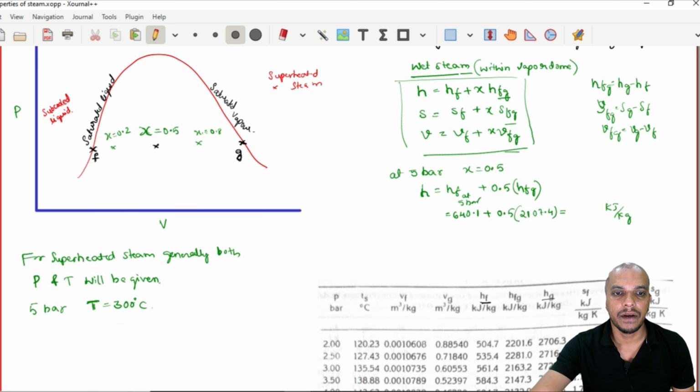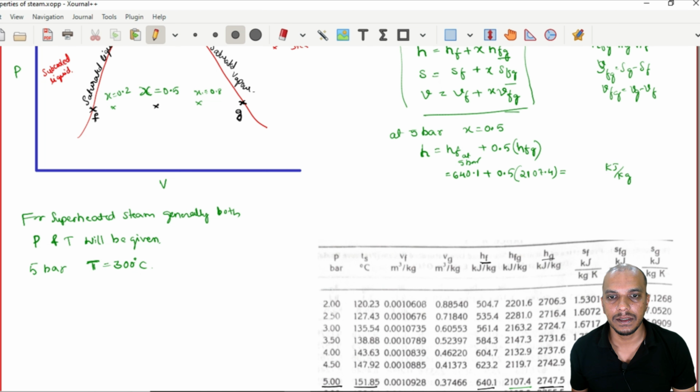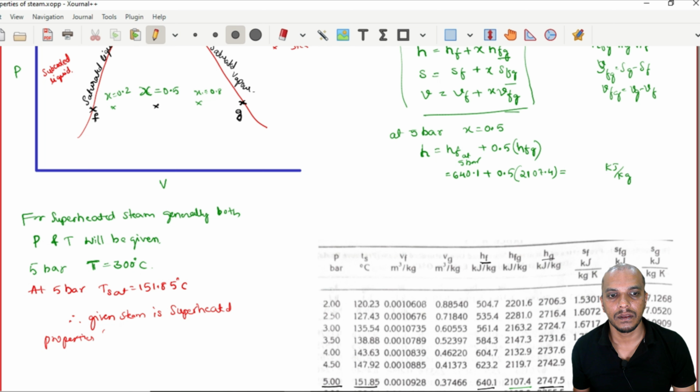Now, what I will do? At 5 bar, I will check what is the saturation temperature. At 5 bar, the saturation temperature is 151.85 degrees Celsius. Therefore, the given steam is superheated because it is greater than the saturation temperature. Given steam is superheated, so the properties have to be seen from the superheated table.